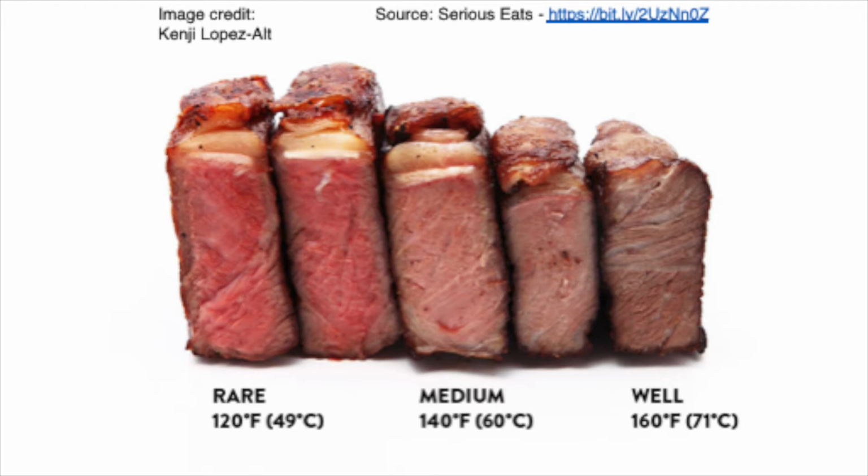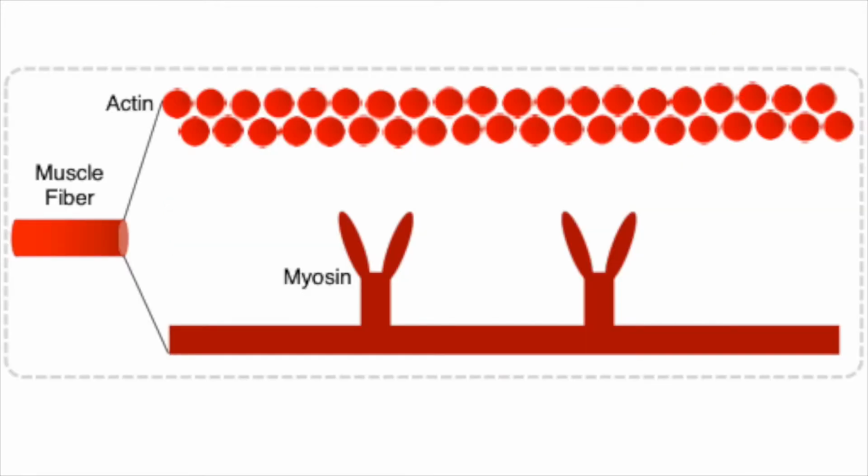So let's have a look at what proteins are actually there. Our two primary components of our muscle system in terms of proteins are actin and myosin. And perhaps you remember it from high school biology, or you've learned a little bit of anatomy along the way. But actin and myosin are the two most important proteins for how we move.